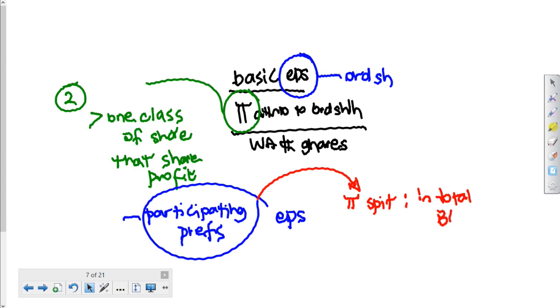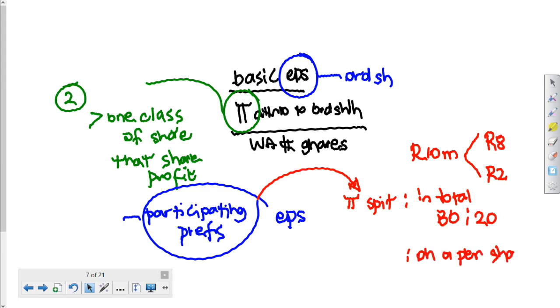So they may say it's 80-20 in total, which means you're going to take the total profit and just go 80-20. Yeah. So if I said to you that the profit of the company is 10 million, then I would just go 80, 8 million, 20, 2 million. Yeah. Or the profit might be split on a per share basis.